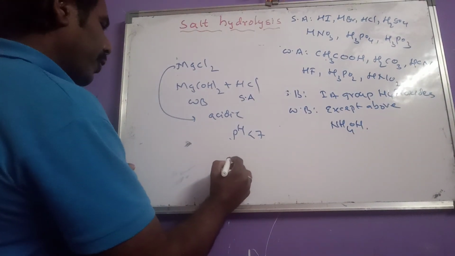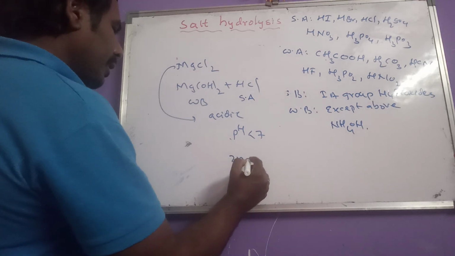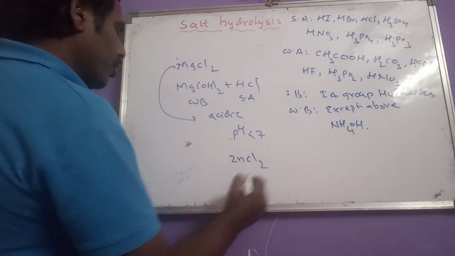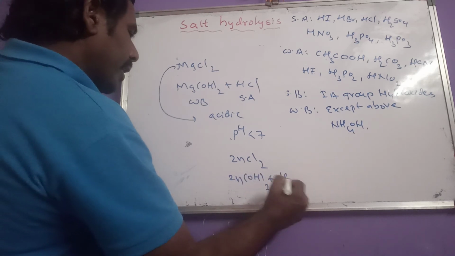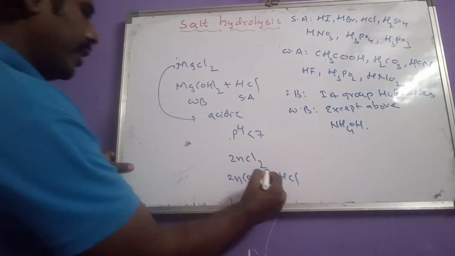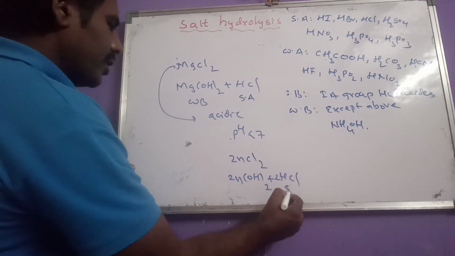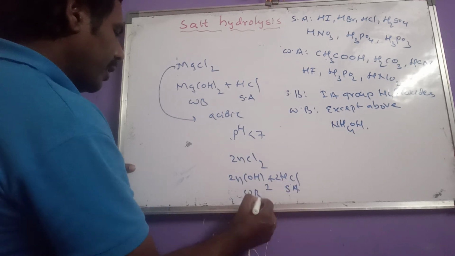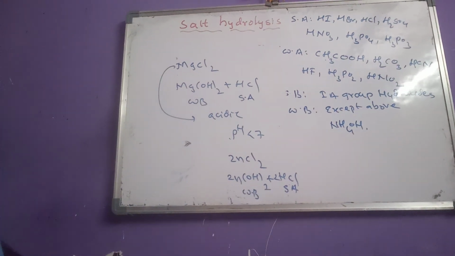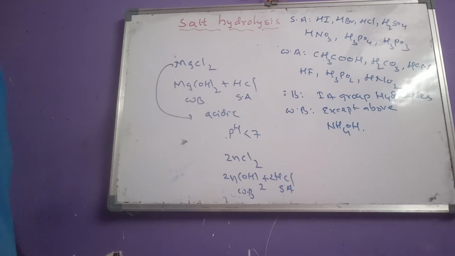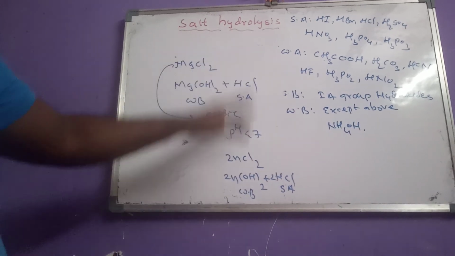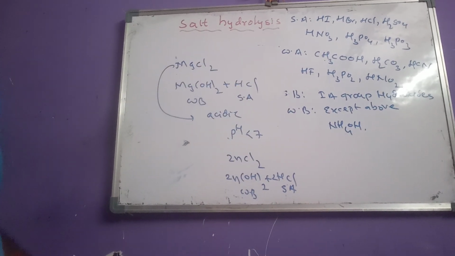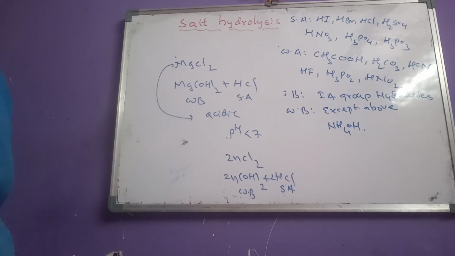I give some other example here. For example, if you consider ZnCl2, this is produced from Zn(OH)2 and HCl. HCl is a strong acid, Zn(OH)2 is a weak base. So that solution has which nature? Acidic nature. Like that we have to give the answer for the nature of aqueous solutions of any salt. Okay, bye.